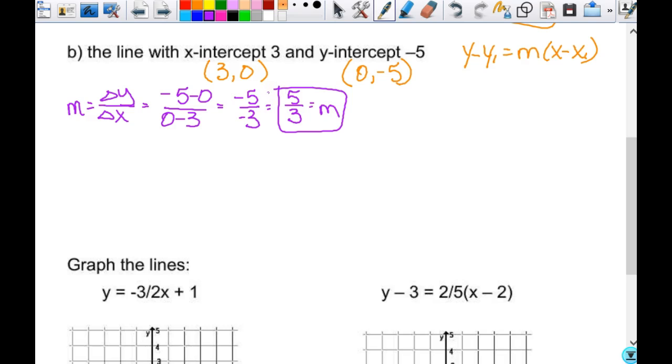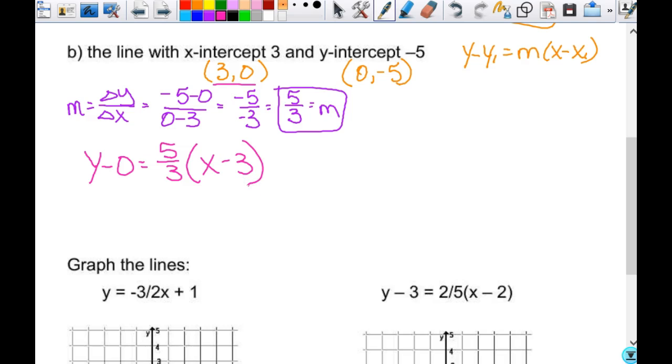Everybody okay with that? All right, so then I'm going to put it into point slope form. I'm going to do it with both points just so that you can see it. So we'll just start with this first one right here. This is going to give me y minus 0 equals 5/3 times x minus 3.